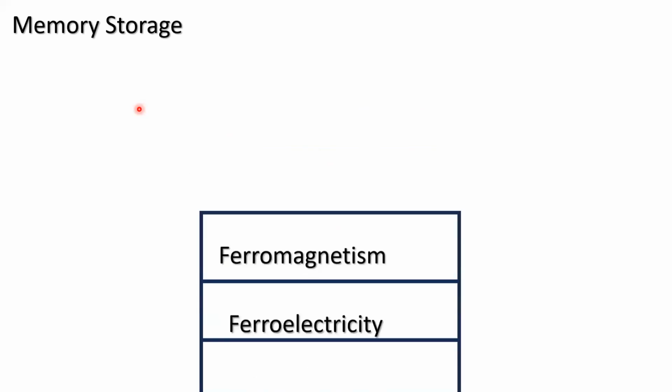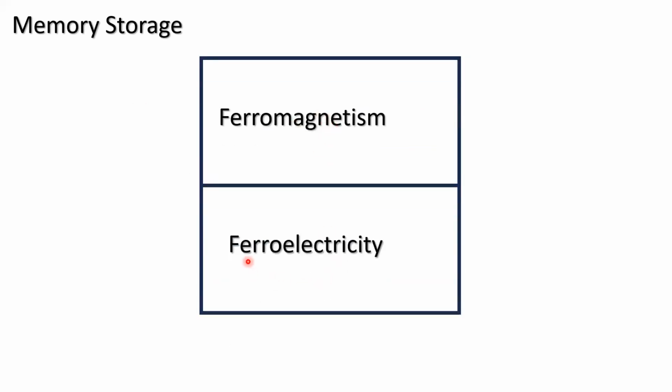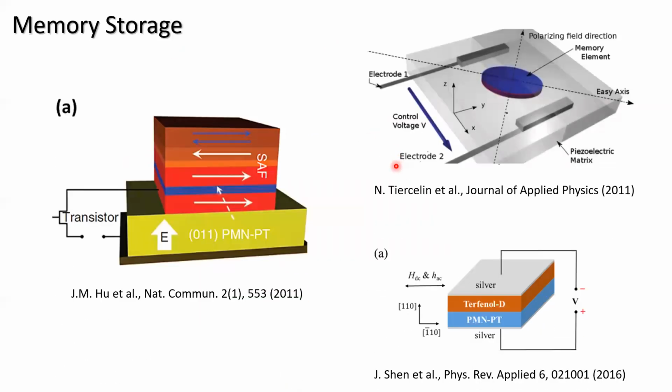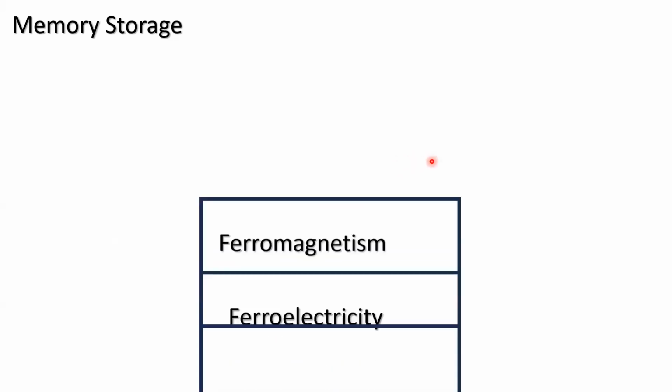Another application is memory storage. If we put a ferroelectric material and a ferromagnetic material together, it will form a multiferroic heterostructure. This kind of heterostructure could have a lot of applications. One of them is memory storage to save binary information. And the key point is still magnetoelectric coupling. Here is another easy example.